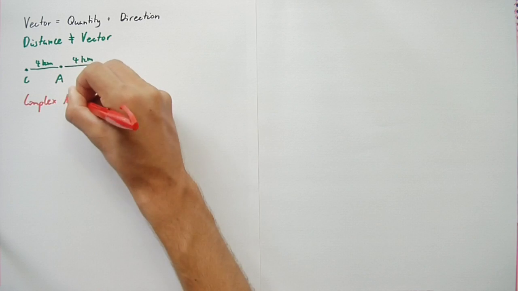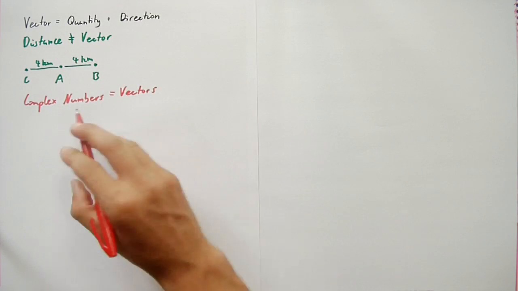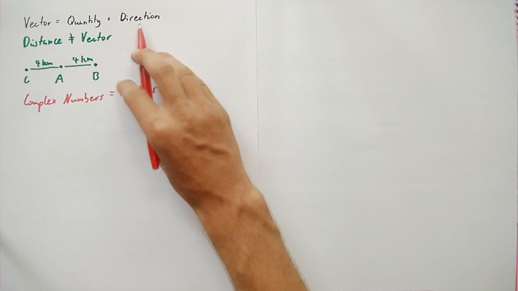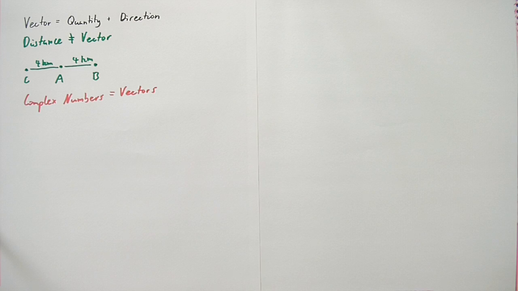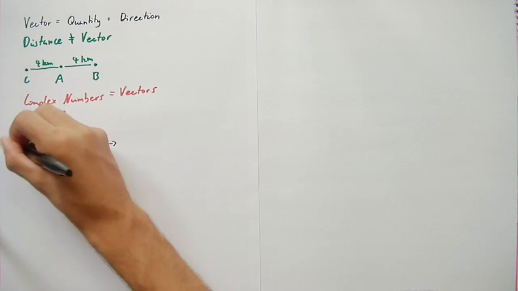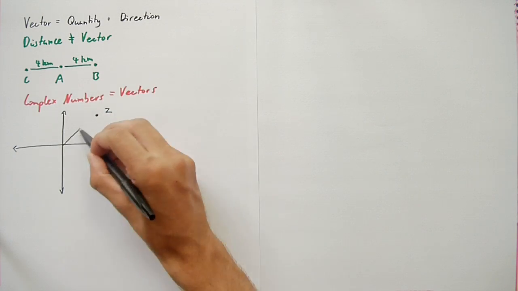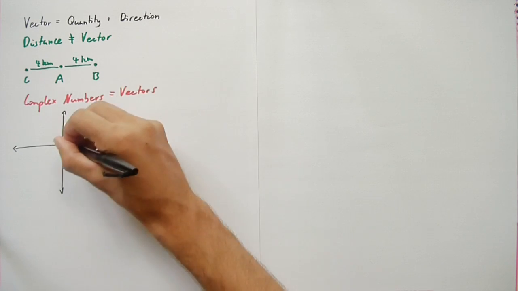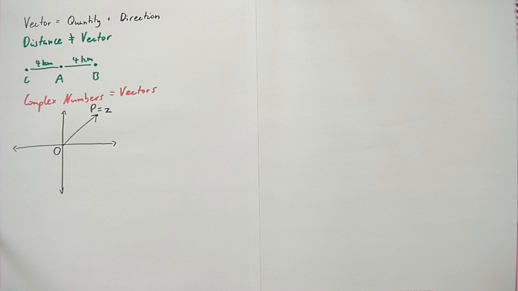However, complex numbers are vectors, because they have a direction, which is the argument, and they also have a quantity, which is the modulus. Now normally we represent a vector as an arrow. So say we have a complex number z, which corresponds to the point P in the complex plane. We can think of z as a vector by drawing an arrow from the origin to the point P.